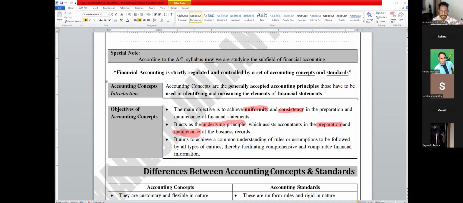Okay. Then it says it aims to achieve a common understanding of what? Rules and assumptions to be followed by all types of entities, thereby facilitating comprehensive and comparable financial information.